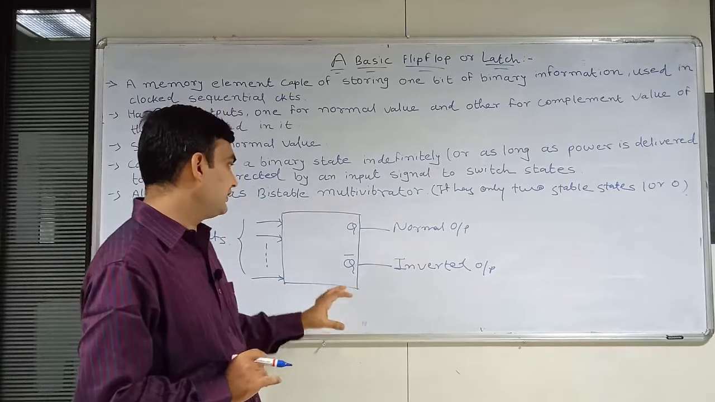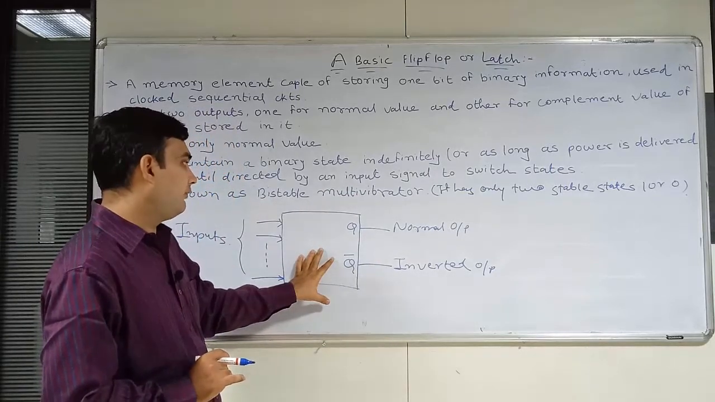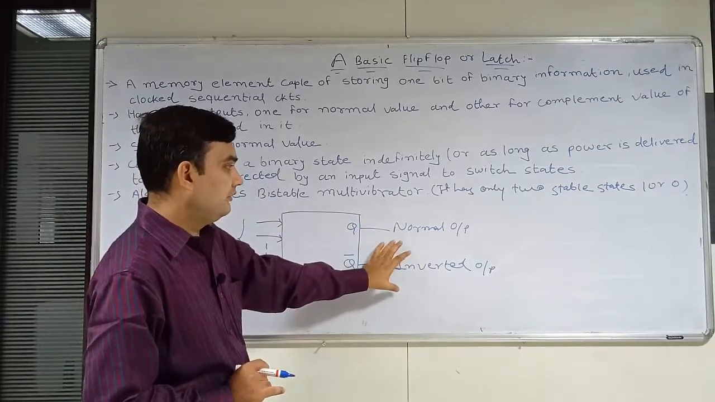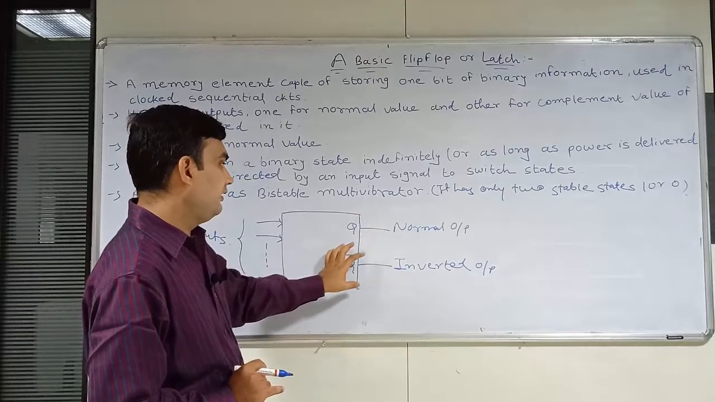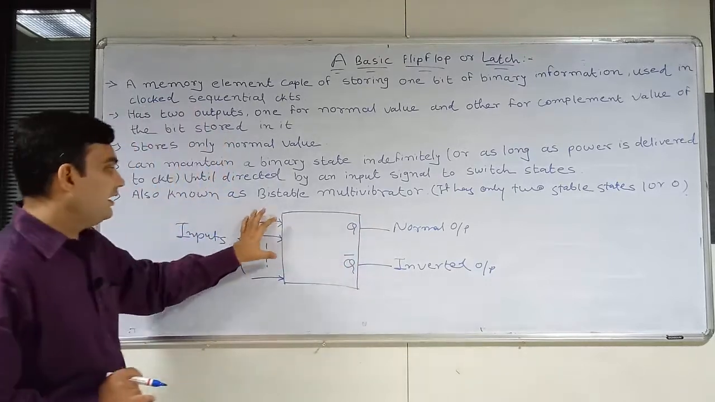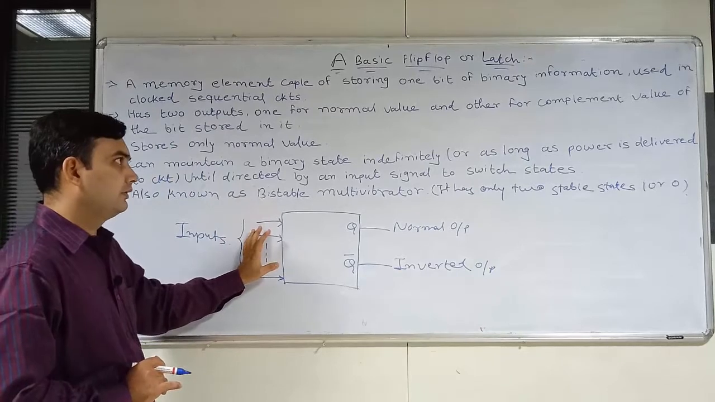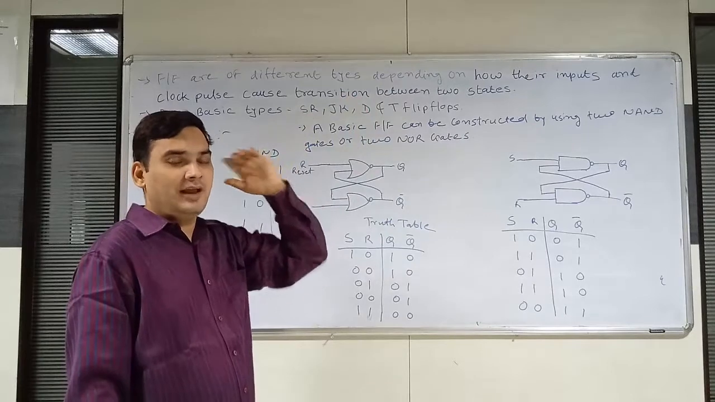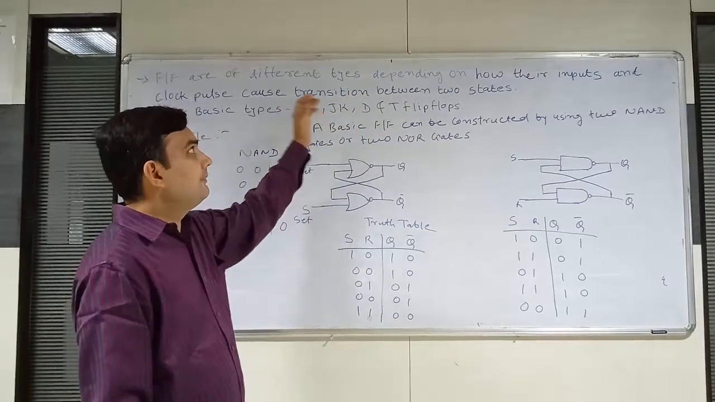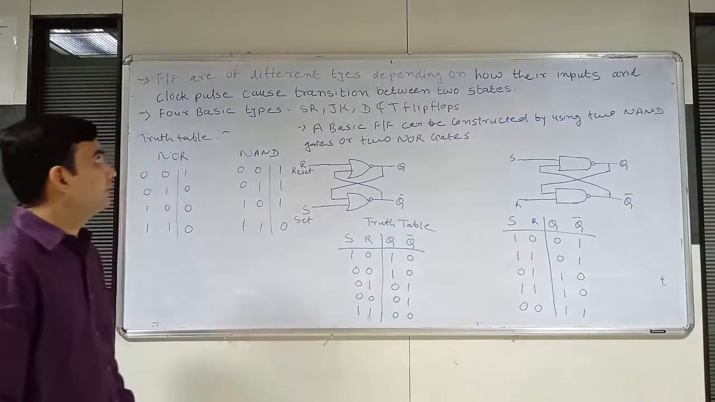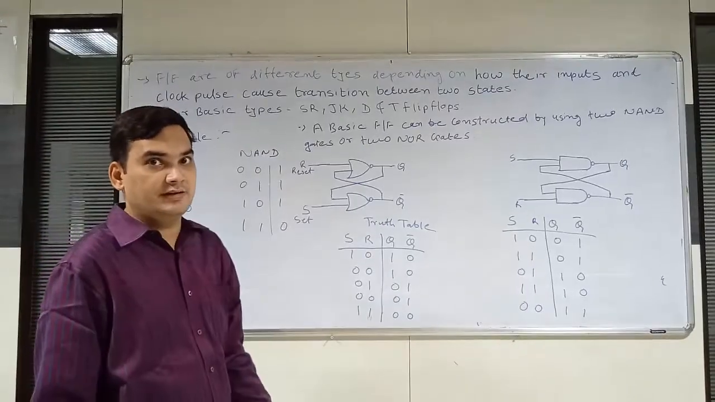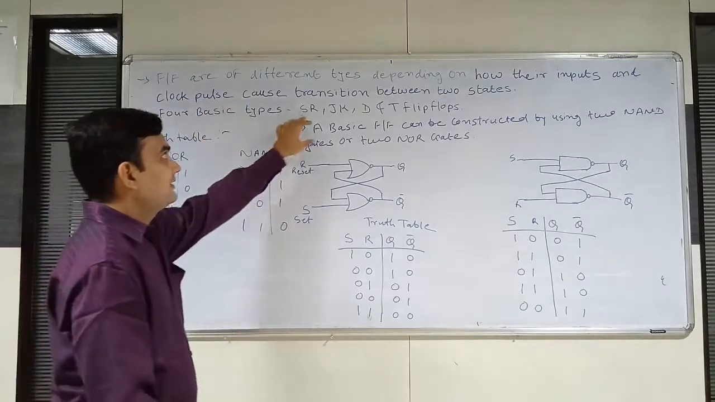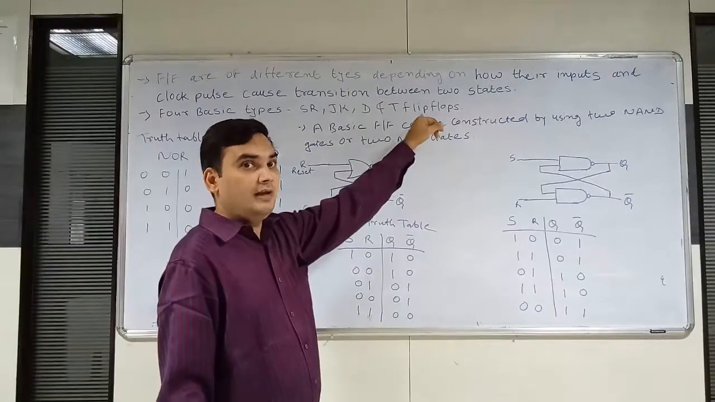bistable multivibrator. This is the diagram or symbol of a flip-flop. You can see here it has two outputs, the normal output Q and the inverted output Q bar, and it has many inputs. There are many different types of flip-flops, and the types depend on how their inputs and clock pulse cause transitions between two states. Mainly there are four basic types of flip-flop: SR, JK, D and T type flip-flops.